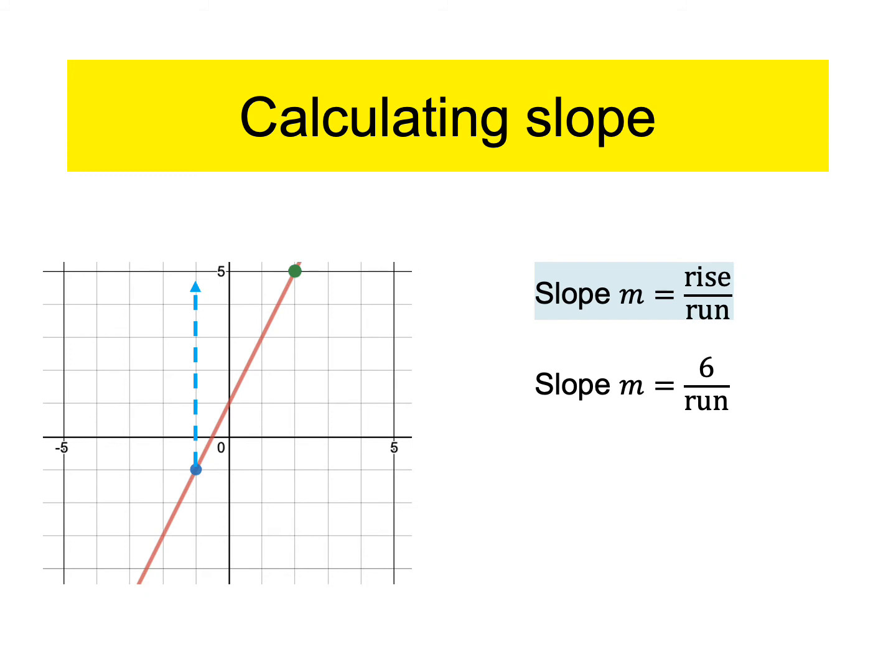And then from that point right there, I would have to go to the right. Right is positive, left is negative. I would have to go to the right 1, 2, 3 squares or lattice points. So the run is 3. Rise is up and down, run is left and right. Just remember, if you go up, it's positive. If you go down, it's negative. If you go right, it's positive. And if you go left, it's negative, just like the number lines, which make up the x and the y axes.